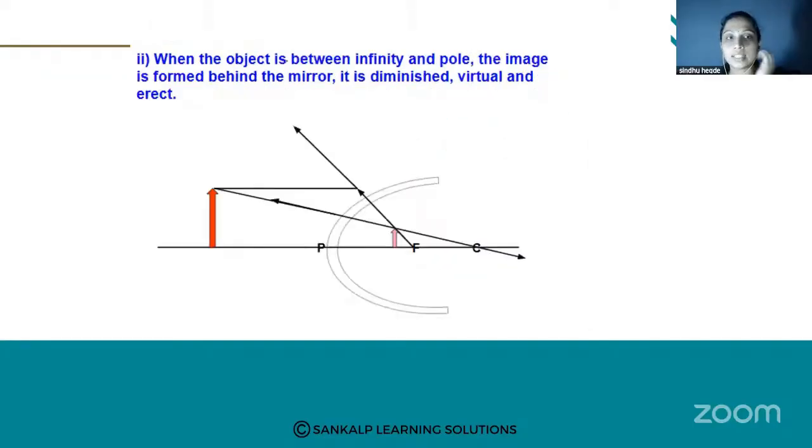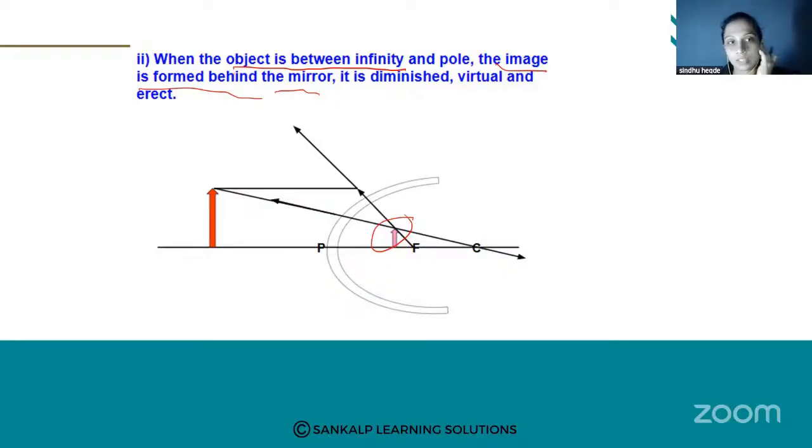And the second one, an object is between infinity, or we can call it like this, beyond the point P. Okay, how is the image formed? The image is formed behind the mirror. Here also, sorry, this time the image is formed here. And how does it look? It is diminished, virtual and erect image is formed.